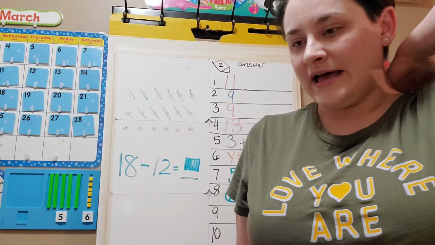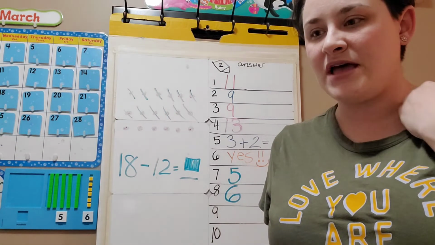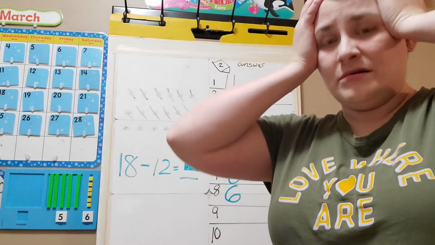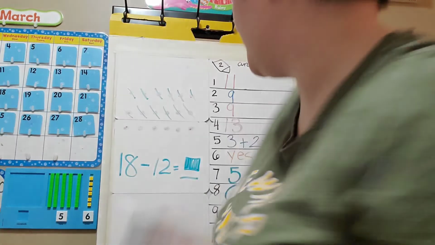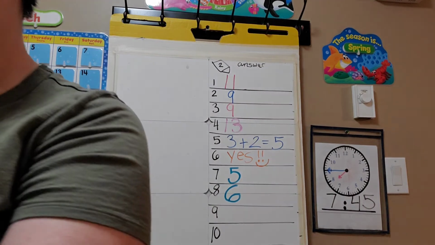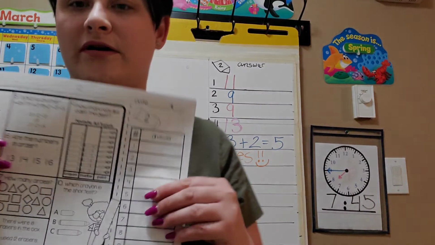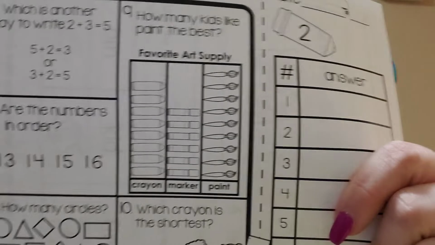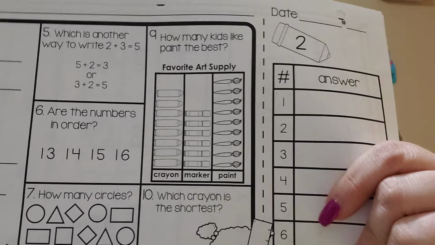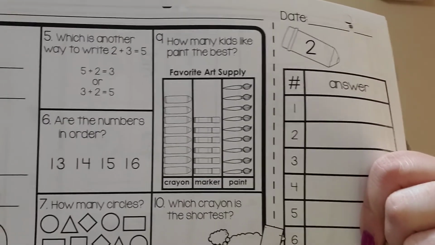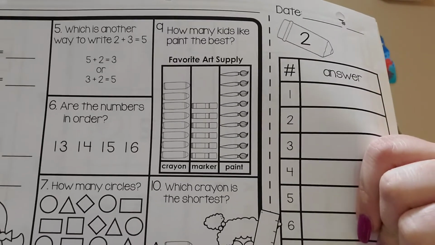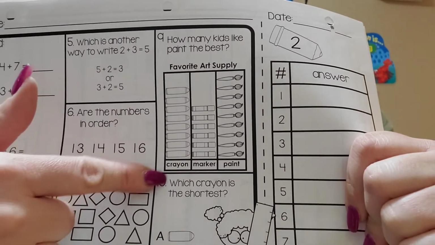Number 9. How many kids like paint the best? We have a big chart here. Let's look at this chart. So, on our paper, the title of our chart or graph is Favorite Art Supplies. And I love art. I also know a lot of my students out there right now are saying, I love art too. And today would be an art day, wouldn't it? So let's look at here.